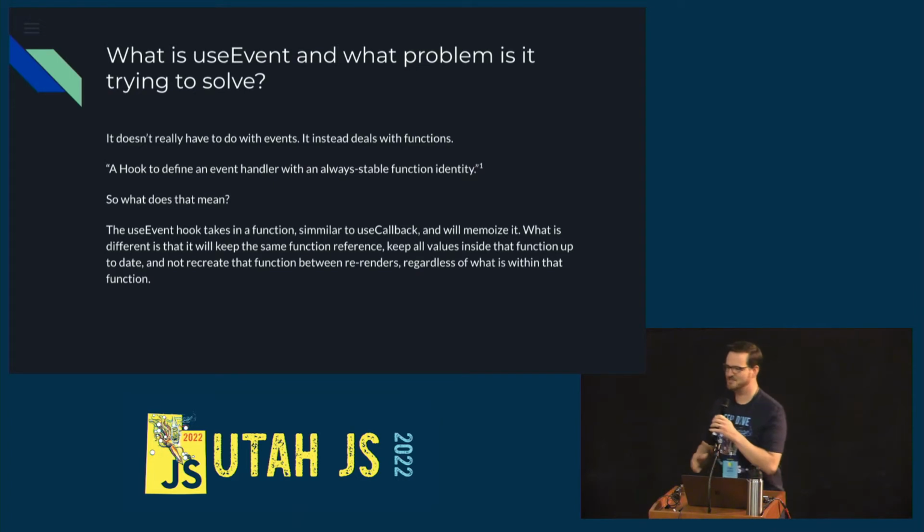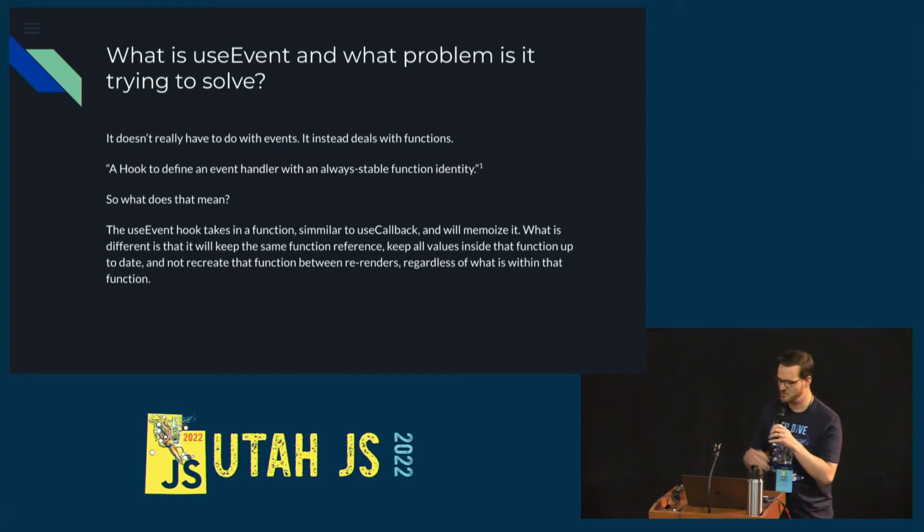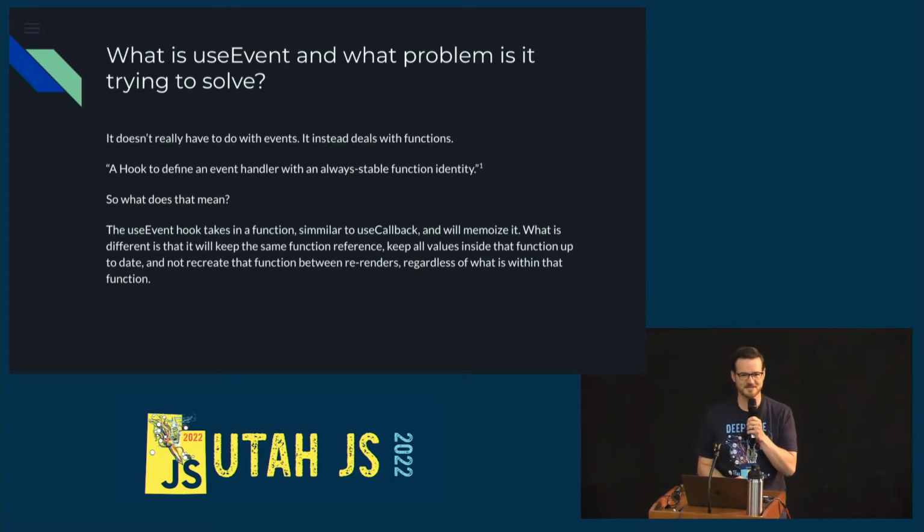So let's get to this. We're trying to stay up to date on React. We want to make sure that we know what is happening in the React ecosystem. Well, we have a new hook that was proposed earlier this year, and they're making headway on, called useEvent. So what problem is it trying to solve? I'm sorry to disappoint any of you, but it has nothing to do with events. It instead deals with functions.